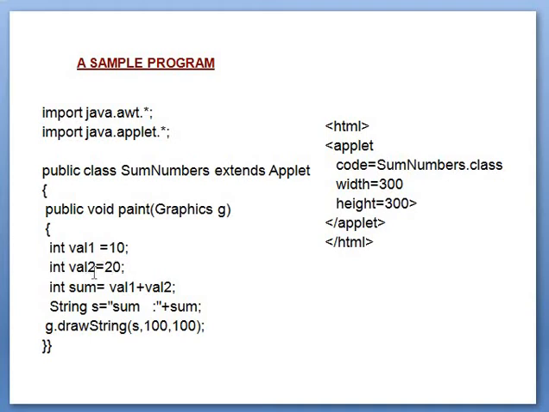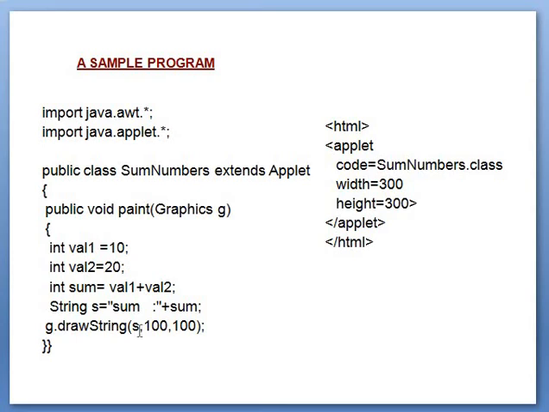10 and 20 are the values. Then one arithmetic operation is performed, sum is equal to value1 plus value2. Then string s is equal to "Sum : " plus sum. 10 plus 20 is added together, so the sum retains 30, that is concatenated with a comment, "Sum :". So Sum : 30 will be the value to be displayed.